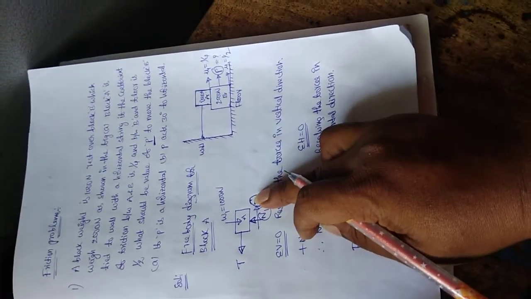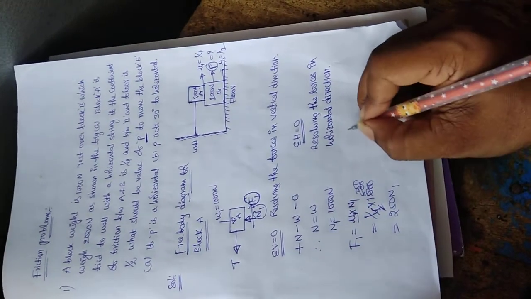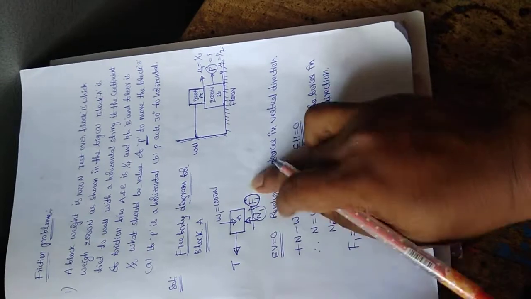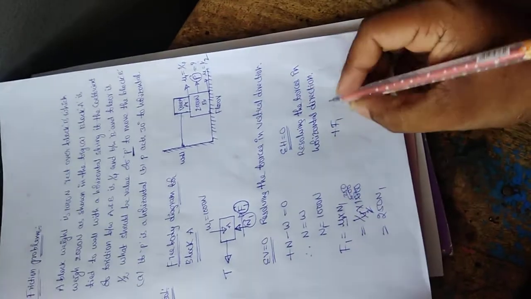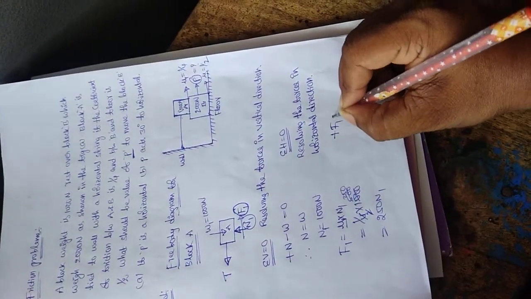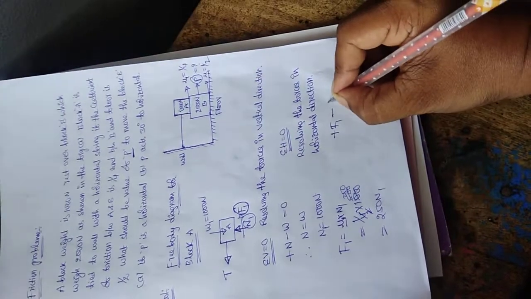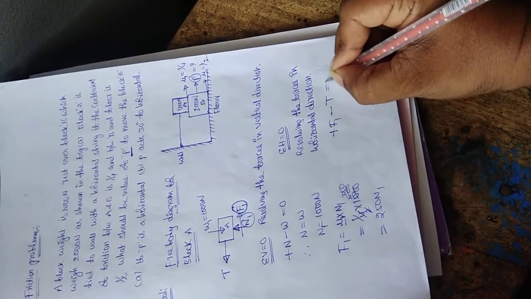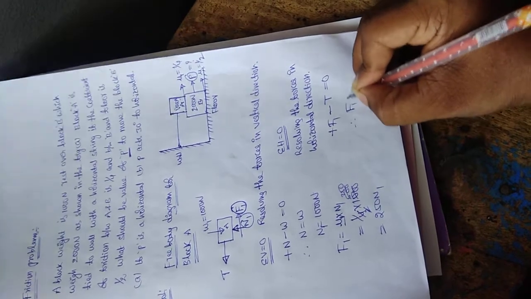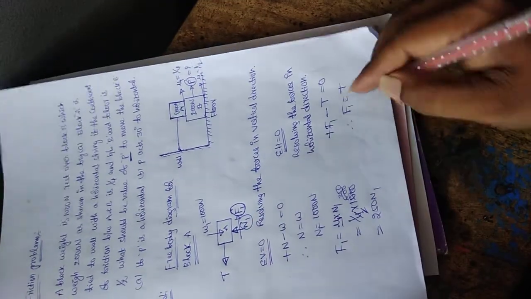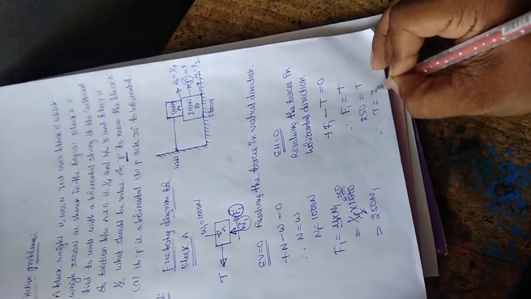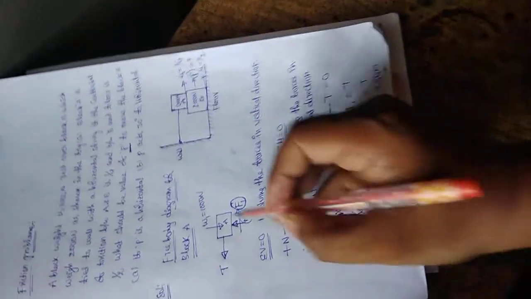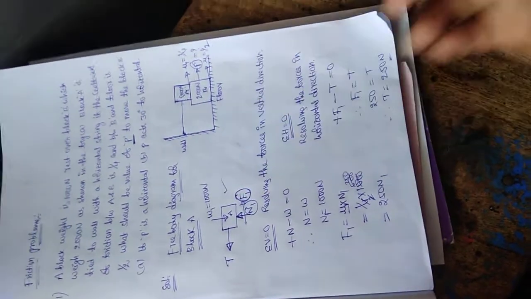What are the forces which are in the horizontal direction? Plus F1. As F1 is moving in the forward direction, we are taking it as positive, and as T moves in the negative direction, which opposes the motion, F1 minus T is equal to 0. Therefore F1 is equal to T. Already we have got F1 is equal to 250 Newton. Therefore T is equal to 250 Newton. Hence we have solved for block A all the forces.